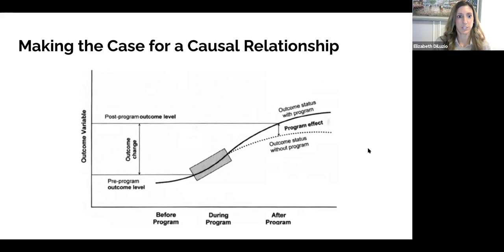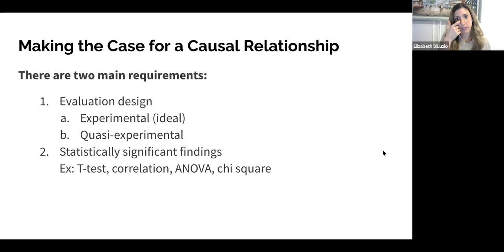All right, so let's add to this a little bit. There are two main requirements for creating a causal relationship. Number one is the evaluation design. That's what we're talking about tonight. And there are two main buckets for evaluation design, and that's experimental and quasi-experimental. And then the second one is statistically significant findings.